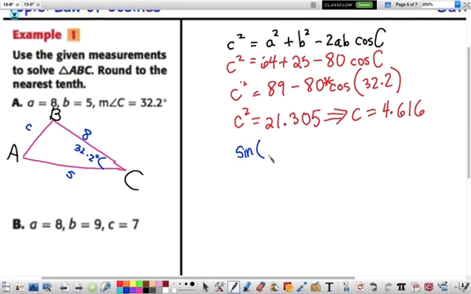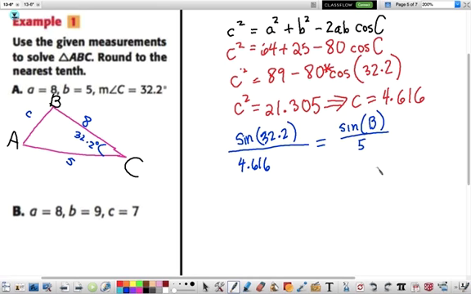Sine of 32.2 divided by 4.616 equals, which one do you want to solve for, A or B? B? Sure, let's do B. Sine of B divided by 5. Okay, there's only 2 steps. Multiply by 5 and then take sine inverse, right? That's it. So let's see what that would be.